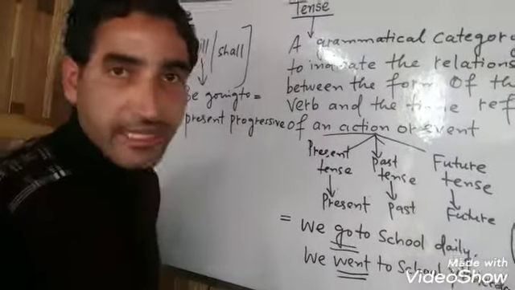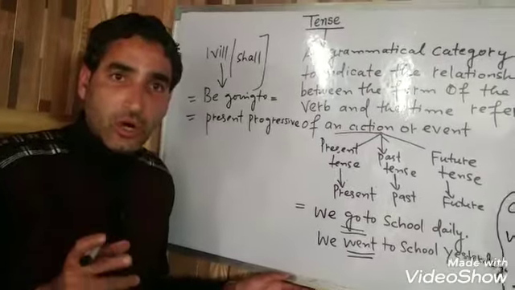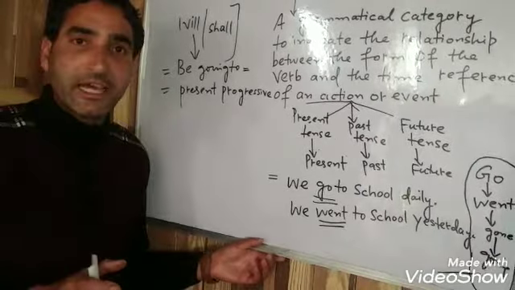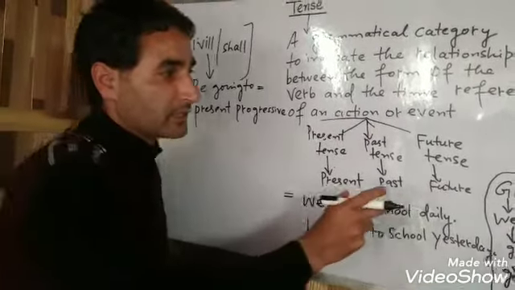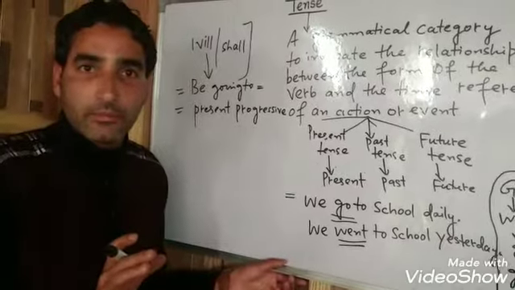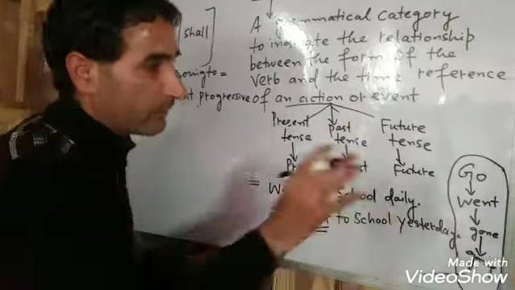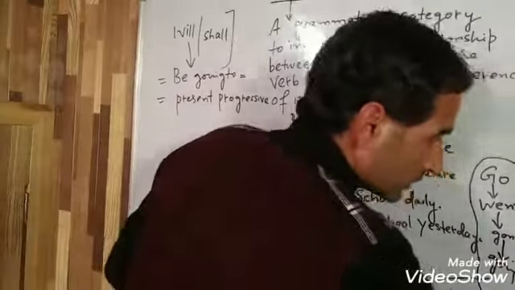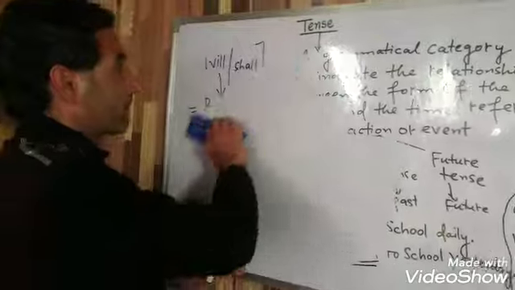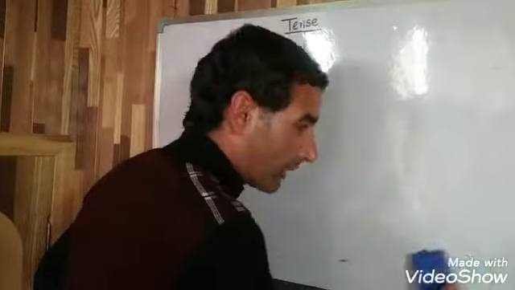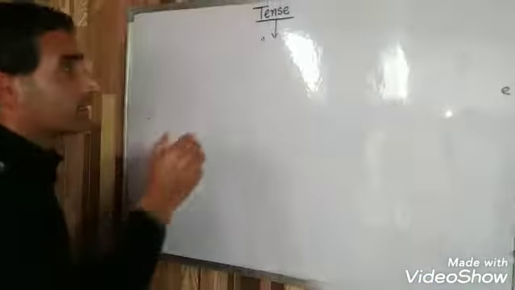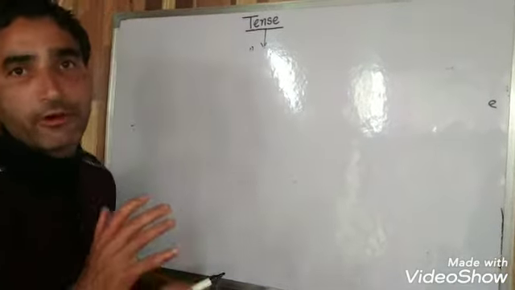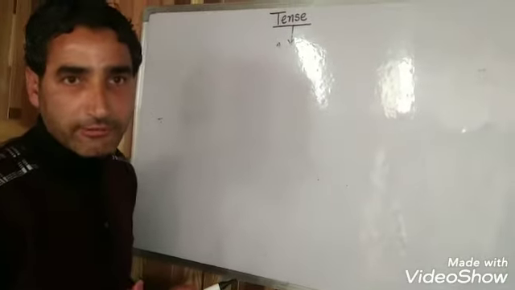So we can safely conclude that there are only two tenses in English, that is present tense and past tense. Why are there only two tenses in English? Because there is no separate future form of the verb that can correspond to present tense and past tense. Now the question arises, what is time? As I have mentioned in the definition, tense shows the relationship between the form of the verb and the time reference of an action or event.